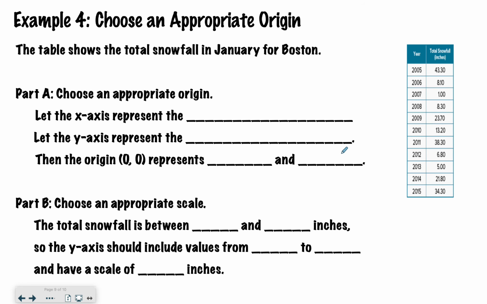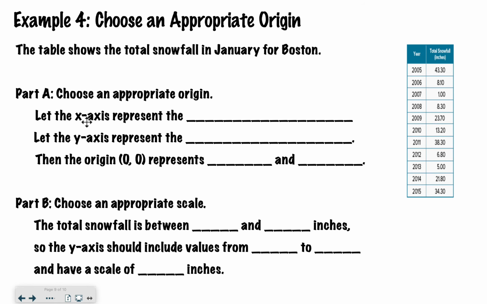All right, now let's talk about choosing an appropriate origin. Okay, so this is again something that you might think is pretty common sense, and it might be something that looks intimidating, but this is me just writing out the things that you guys already think generally. Okay, so the table shows the total snowfall in January for Boston. Okay, so it has the year and it has the total snowfall from 2005 through 2015. So we're going to choose an appropriate origin.